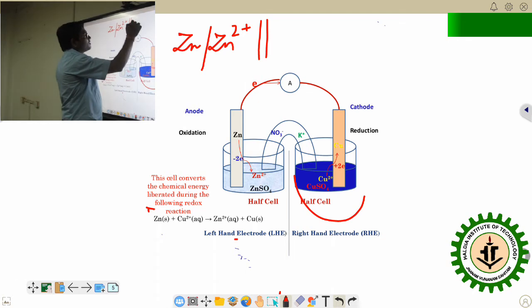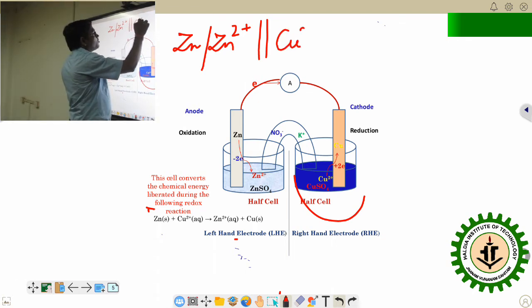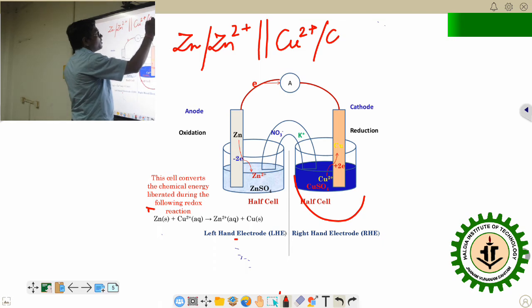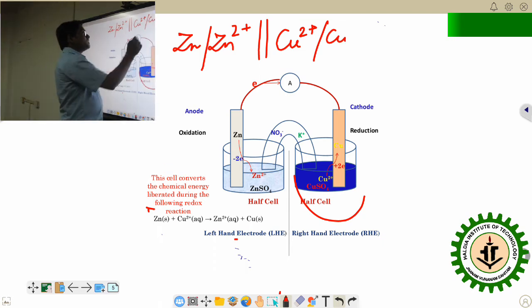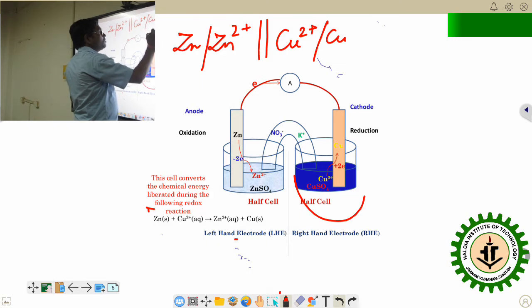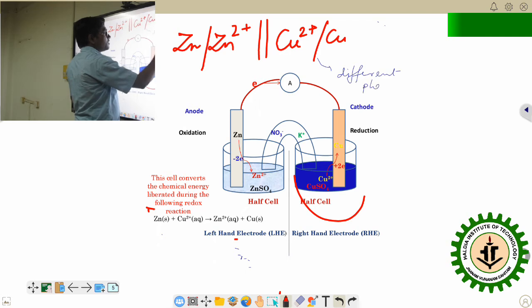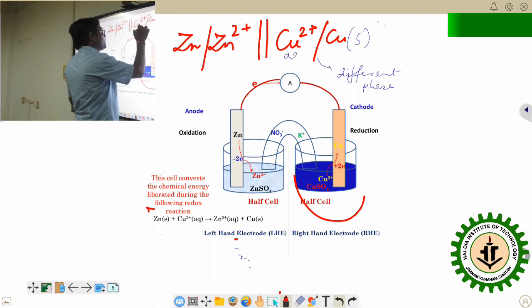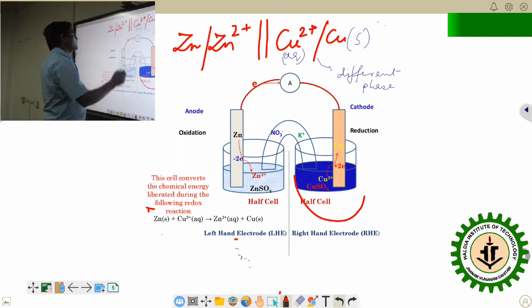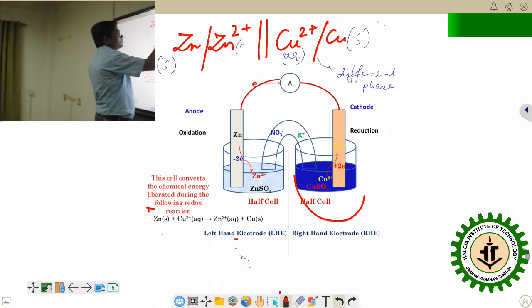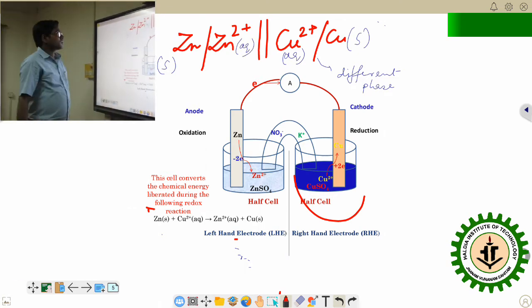And if we come to the right side, it is the copper 2 plus, which is in higher oxidation state, then copper, which is the lower oxidation state. And these slashes are used to represent that those species are in different phases. So for example, here copper is used as the solid, whereas the copper 2 plus is present in liquid phase or say aqueous phase. Zinc here is in solid phase, and zinc 2 plus is present in aqueous phase or liquid phase. So in brief, we can represent some galvanic cell or voltaic cell.